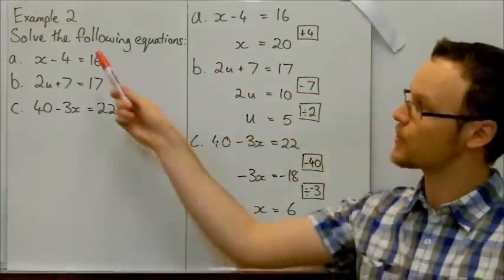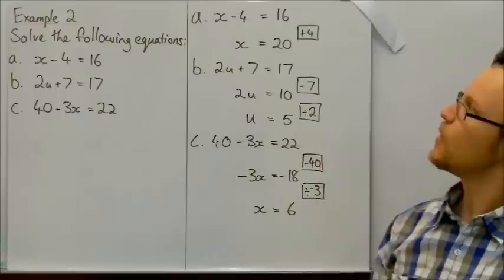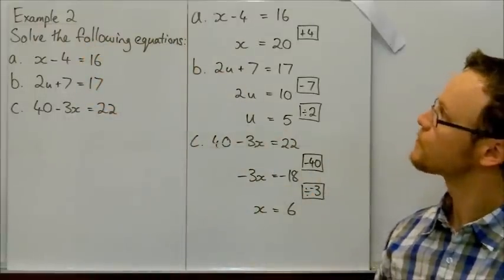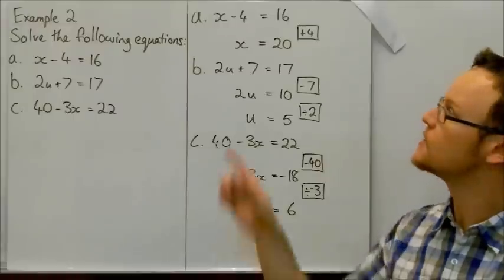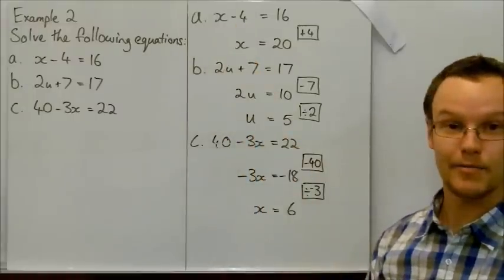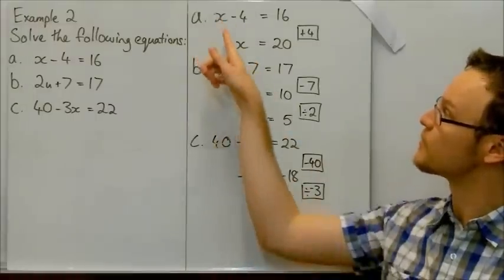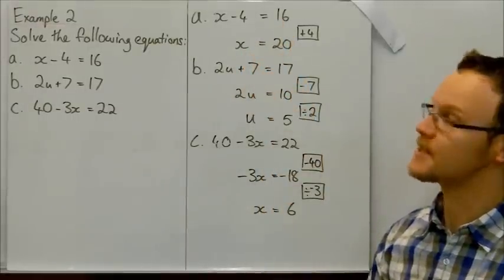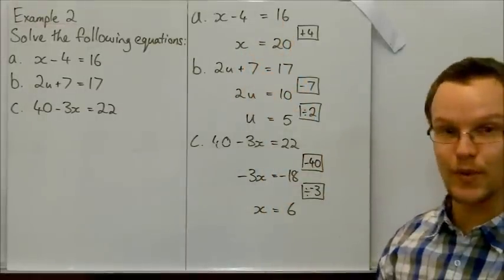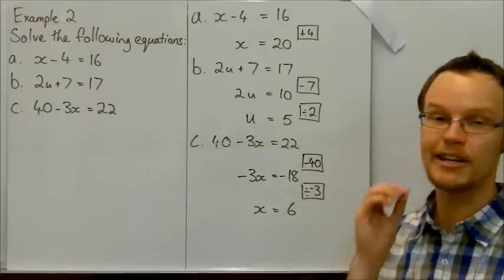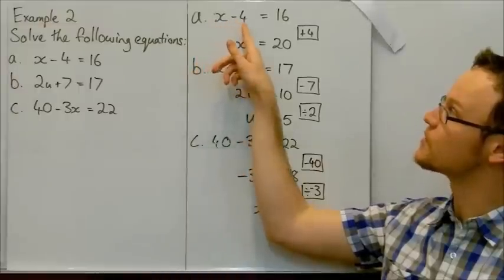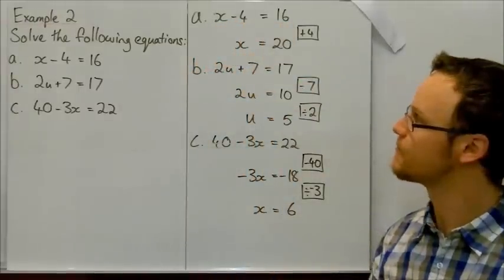Last examples, we've got 3 parts here. x minus 4 equals 16. We're asked to solve these equations. If we add 4 to both sides, that will get rid of the minus 4 and we're just left with x. We add 4 to the other side as well and we get 16 plus 4 equals 20. So x equals 20. We can check our answer by placing this back in here. 20 minus 4 is indeed 16.